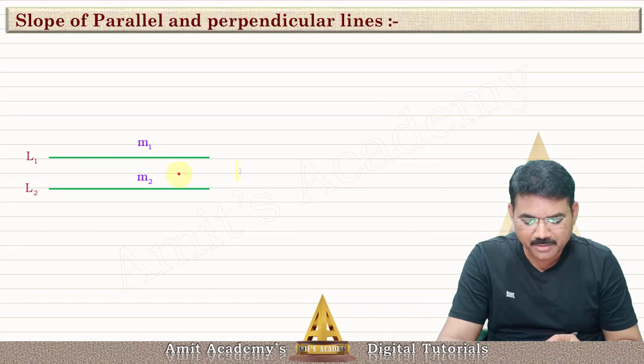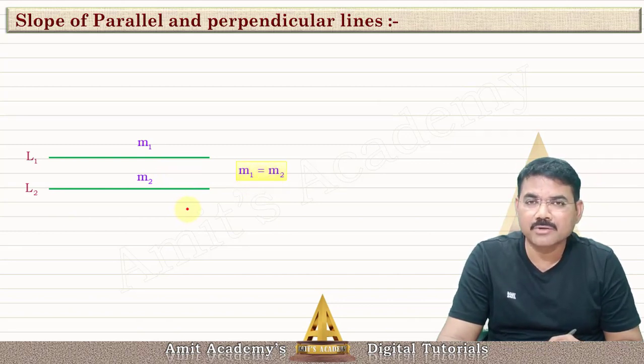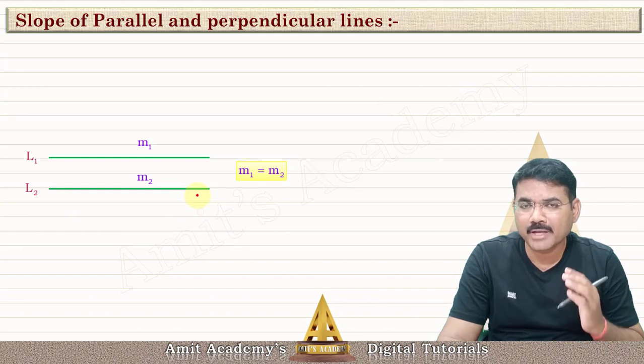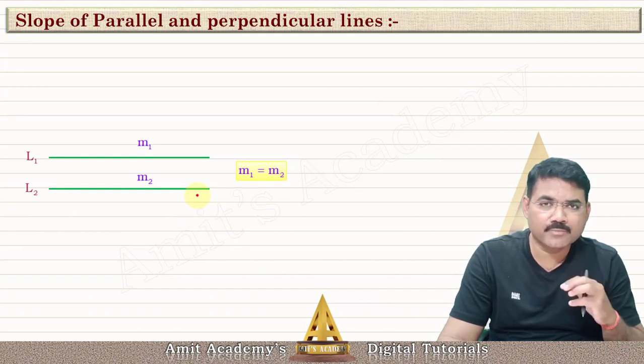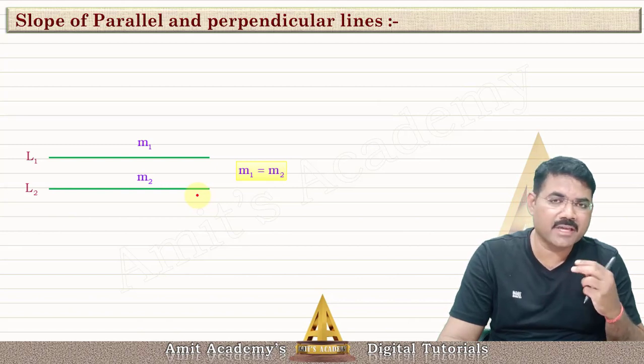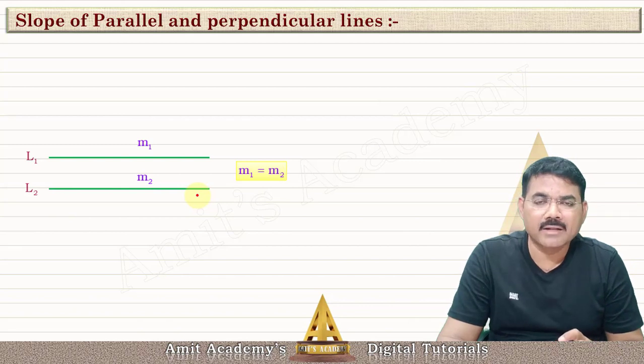तो यहाँ पर हम बेटा लिख पाएंगे m1 is equal to m2. So just keep in your mind that if the lines are parallel to each other, they are having equal slopes, or if two lines are having equal slopes, they will be parallel lines.